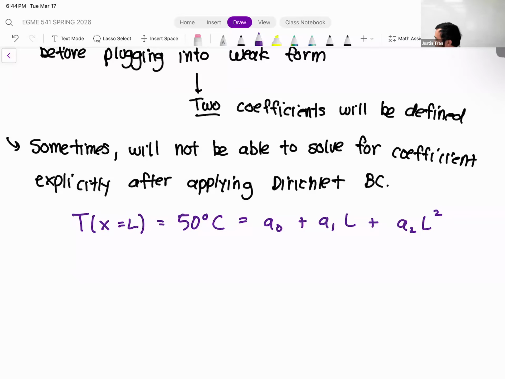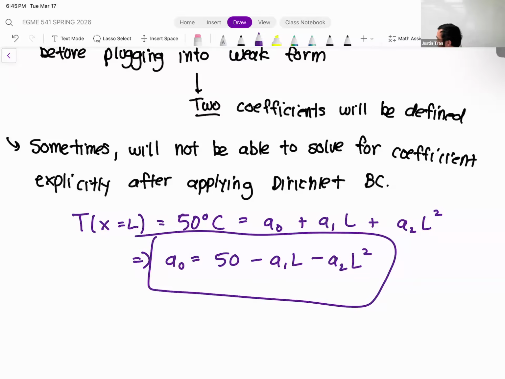So technically, this is an equation that we can use, right? But it's not an explicit expression where you can just say that A0 is equal to this number, okay? But what we can do is get a relationship between one of the coefficients and the others, okay? So I think the easiest one to solve for in this case is still A0. So we get A0 is equal to 50 minus A1 times L minus A2 L squared, okay? So even though this may not be as satisfying because we don't get an exact number, we do have an expression where we can relate this coefficient to the others, okay?